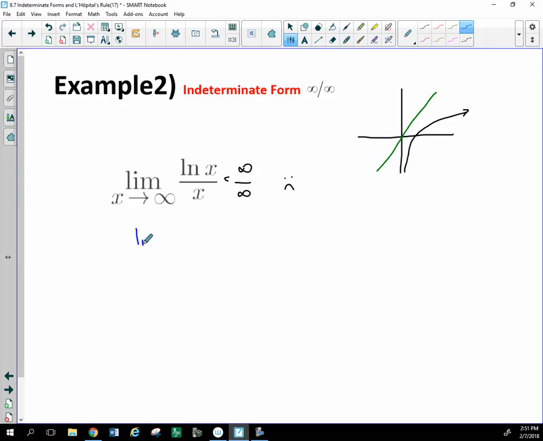So we're going to have to do something else to make it a little bit better for us. And L'Hopital gave us an idea that if we take the derivative of the top and the derivative of the bottom, then we should end up with a value.